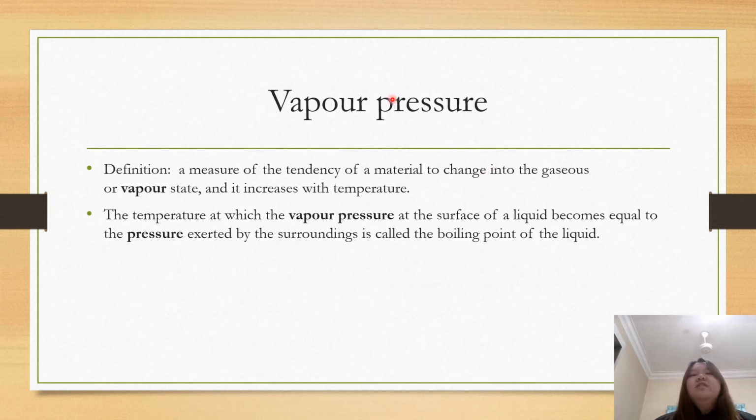Now I would like to talk about vapor pressure. The definition is a measure of the tendency of a material to change into the gas or vapor state, and it increases with temperature. The temperature at which the vapor pressure at the surface of a liquid becomes equal to the pressure exerted by the surroundings is called the boiling point of the liquid.